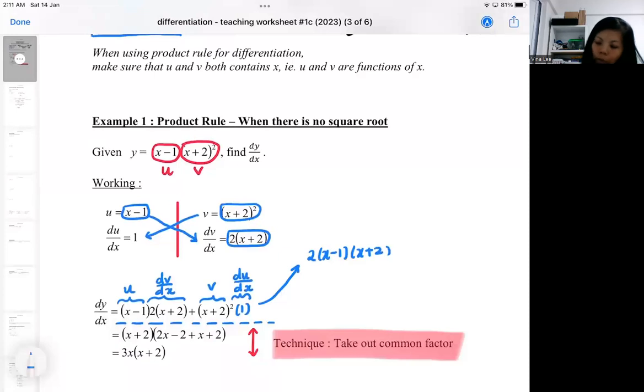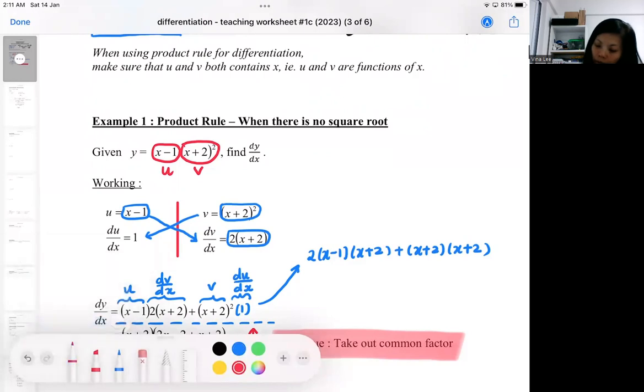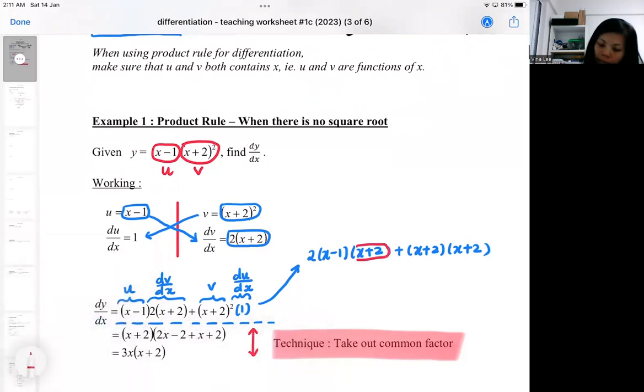There is a x plus 2 with a square. So it's actually a x plus 2, x plus 2. So where is the common factor that I'm talking about? So the x plus 2 is a common factor. So this is the common factor. So I'm left with 2x minus 2, which is this portion, plus the other bracket. So after I take out the common factor, this is what I've gotten.